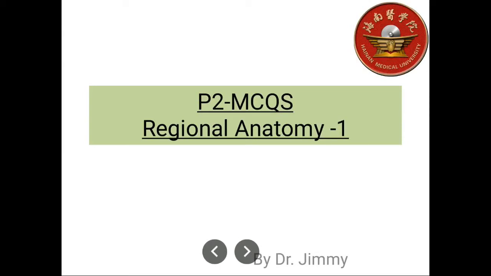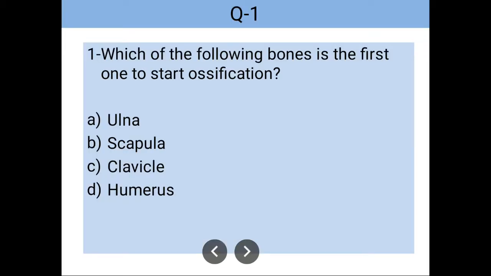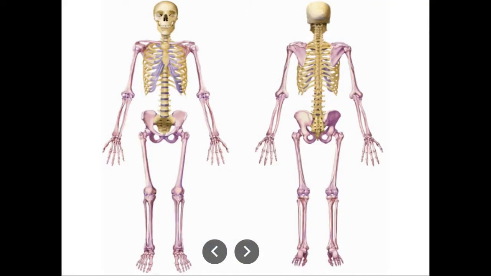Today we're going to learn about the MCQs for the P2, and this is the first video for the MCQs. First of all, here we are having which of the following bones is the first one to start ossification. So here we go to the upper limb bones. In the upper limbs, which one is the most proximal? That is the clavicle. The clavicle is actually also the bridge between the axial and appendicular skeleton for the upper portion. So that is the best answer. This is the bone first start to ossify.